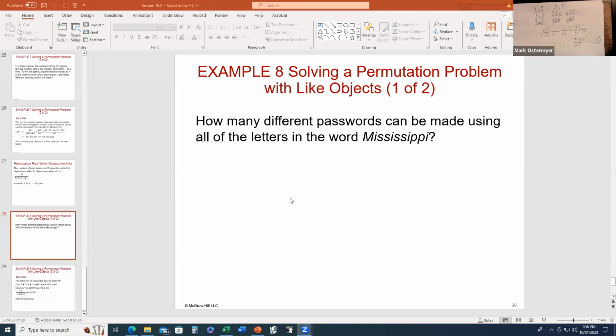Okay. All right, here's a beauty. Classic example. How many different passwords can be made using all of the letters in the word Mississippi? Wait a minute here. We have a lot of repeated letters, don't we? S repeats how many times? 4 times, doesn't it? Yes. I repeats 1, 2, 3, 4. I repeats 4 times also.